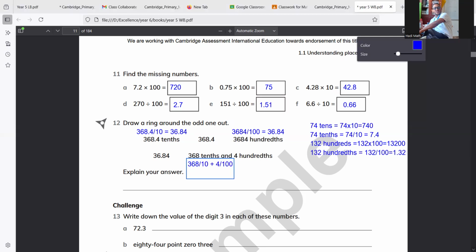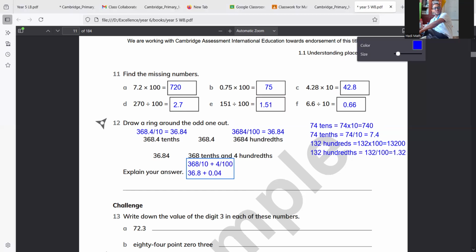Let's go for each one of them. This one, it means 36.8 because we put the decimal point after one digit. Plus 4 hundredths. For 4 hundredths, we put the decimal point after two digits. But I have only one digit, so put 0 and count it as 2. Then put the decimal point and you put the 0.